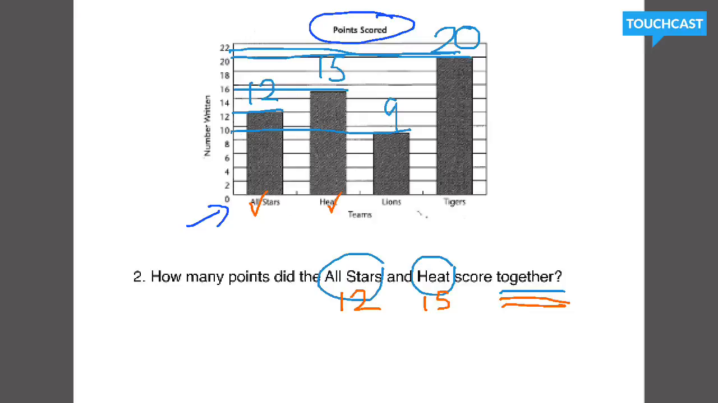they scored together. And together sounds like we are combining. We're not comparing. We're not seeing who has more or less. We're just trying to combine. So combine must be, that's right, addition. 12 plus 15. 2 and 5 is 7. 1 and 1 is 2. So your final answer should have been 27. Check your work.